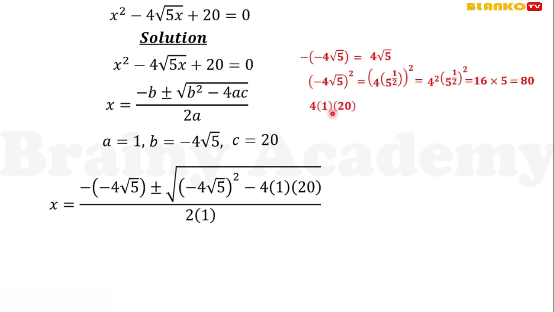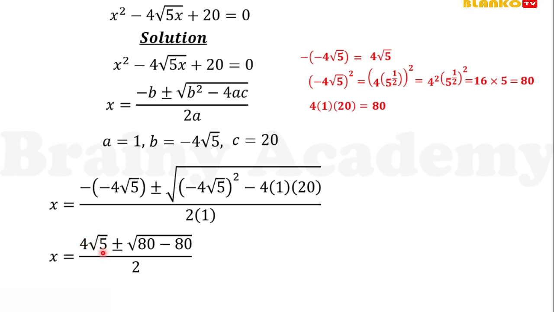Then 4 multiplies 1 multiplies 20 is 80. So minus negative 4 multiplying the square root of 5 is 4 multiplying the square root of 5. Negative 4 multiplying the square root of 5 in brackets squared is 80. And 4 multiplying 1 multiplying 20 is also 80. So we now have x equals 4 multiplying the square root of 5 plus or minus the square root of 80 minus 80, all over 2.